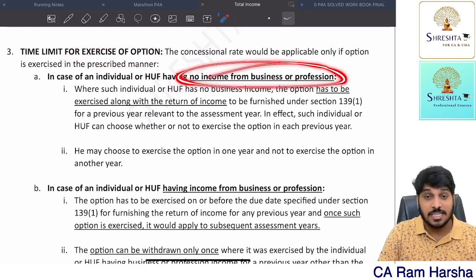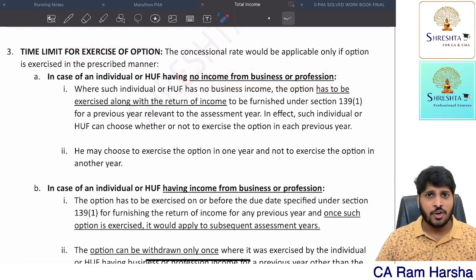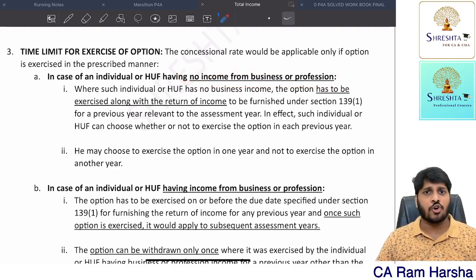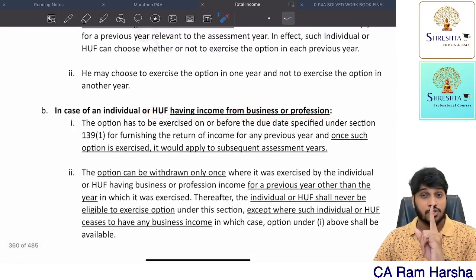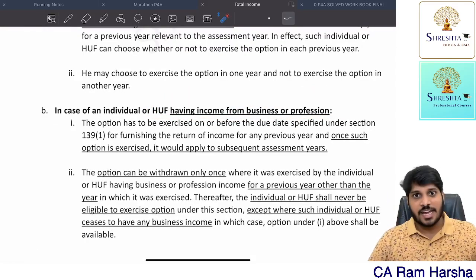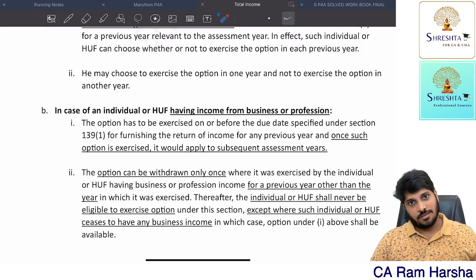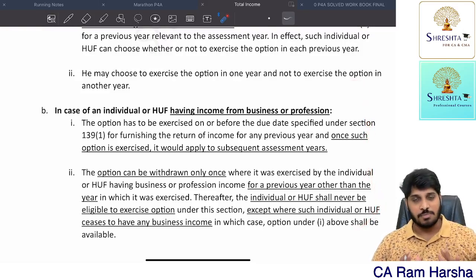Suppose you don't have business income at all. Then one year you may go with 115 BAC, another year you may not. Every year you can choose. But if you have business income, once you choose 115 BAC, you have to stick to it. If you withdraw later, you can never again come back to 115 BAC. So that's about the 115 BAC provision. I hope you are clear.